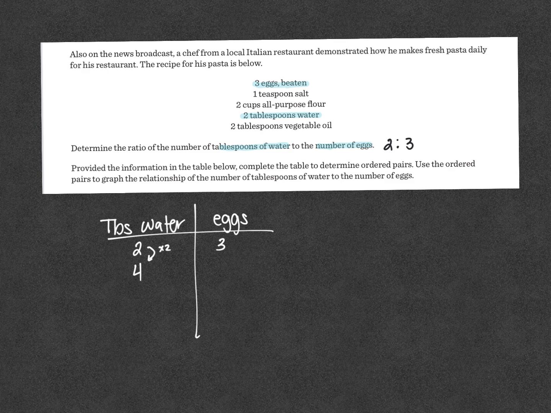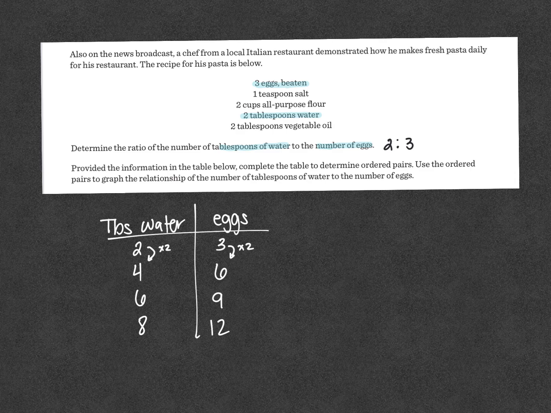So if I multiply 2 by 2, that means I need to multiply 3 by 2, which means that if there are 4 tablespoons of water, there would be 6 eggs. Okay, and then I'm going to do that again. So I'm going to multiply my 2 by 3, which is 6, and I multiply my 3 by 3, which is 9. So if there's 6 tablespoons of water, there's going to be 9 eggs. Okay, if there are 8 tablespoons of water, there's going to be 12 eggs, and so forth and so forth.